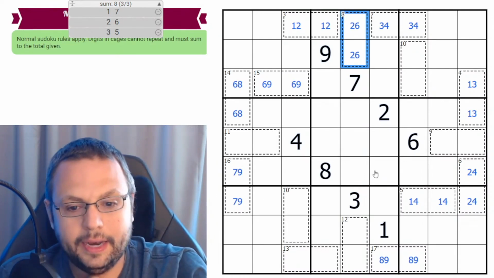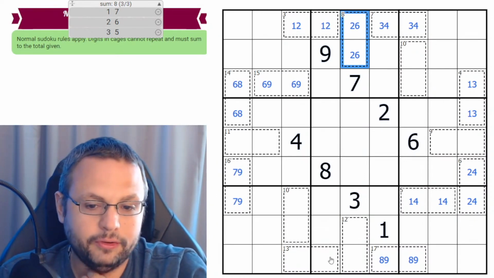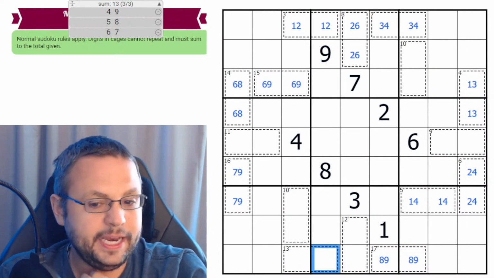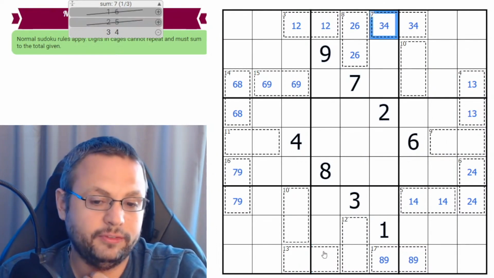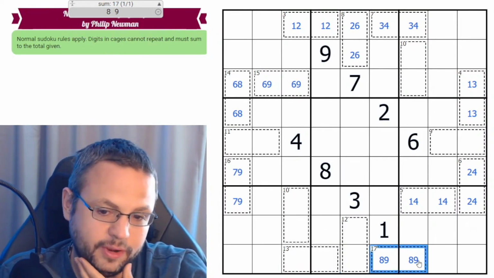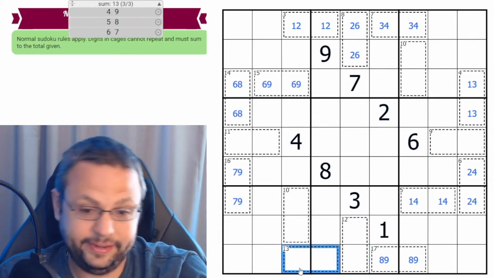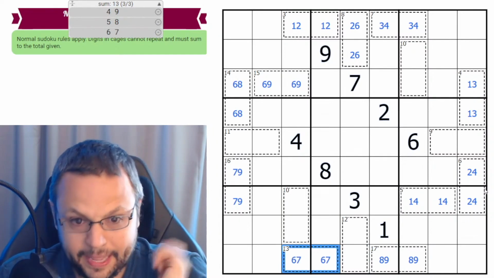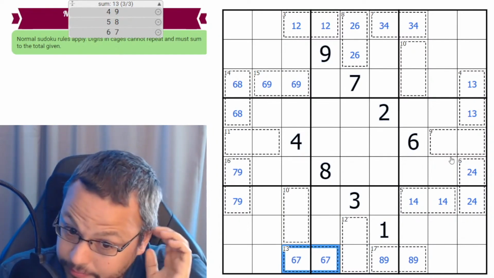Actually, no, sorry. There's one more I can do here, which is this 13 cage. I can do the reverse of what I did for the 7 cage. What's the maximum that this 13 cage could sum to, given that there's an 8, 9 in the row? It's 6, 7, and that happens to be 13.